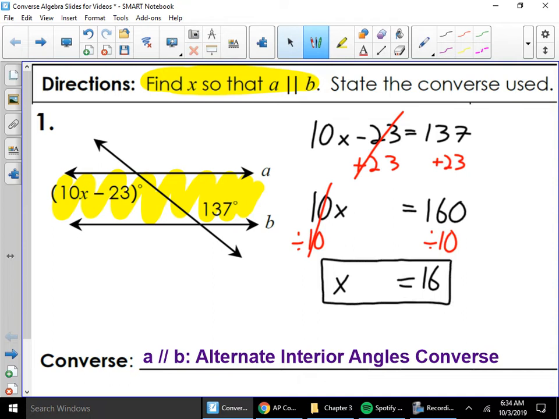So again, the algebra hasn't changed here. The same steps you've used since Algebra A are still what we're using here. But the reason we're setting this equation up and finding this value of x is right here. The alternate interior angles converse is allowing us to say, hey, A and B are parallel with this value of x.